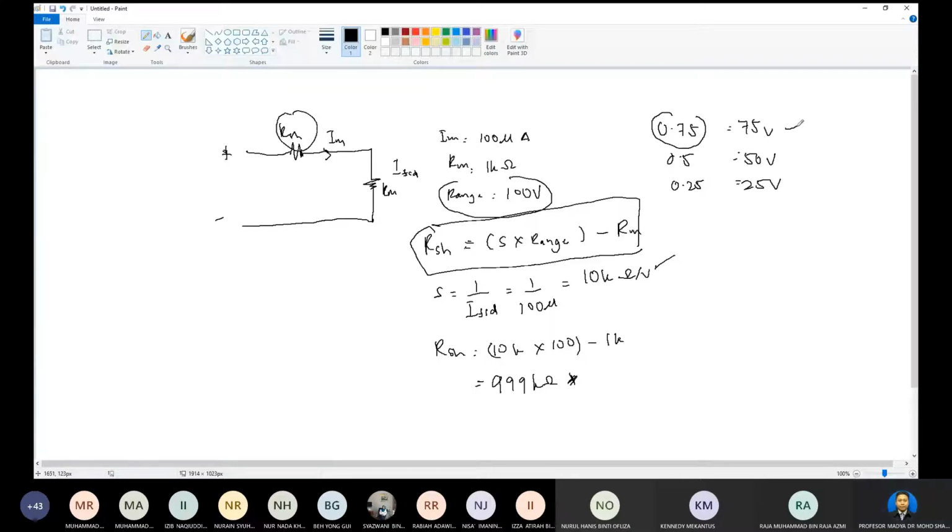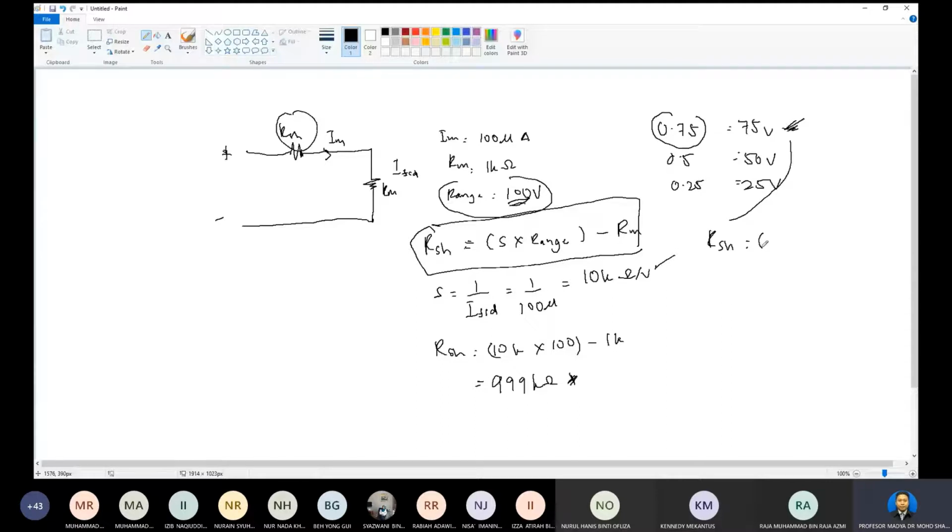That is the answer for the voltage if we apply 0.5 from the full scale deflection. Our full scale deflection is 100. If we use 0.75, just multiply by 100. You can also calculate the multiplier resistance if you use 0.5, using the same formula.